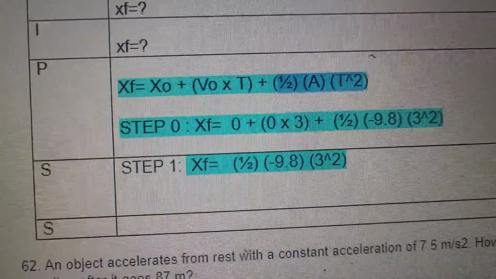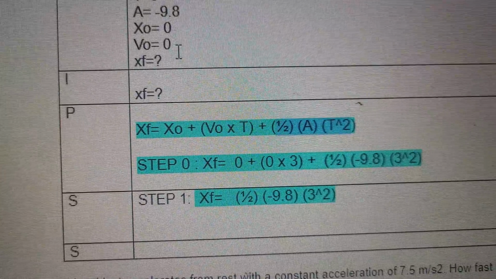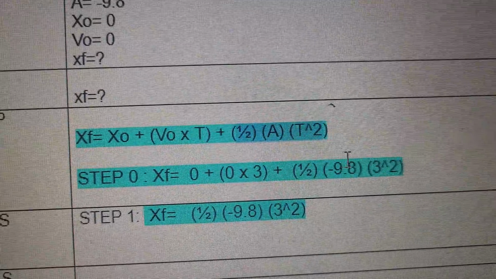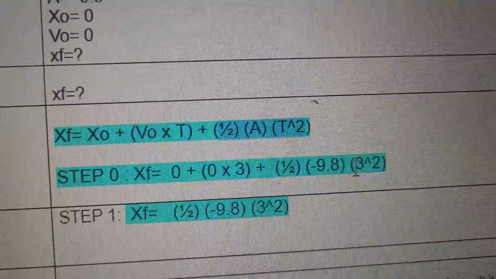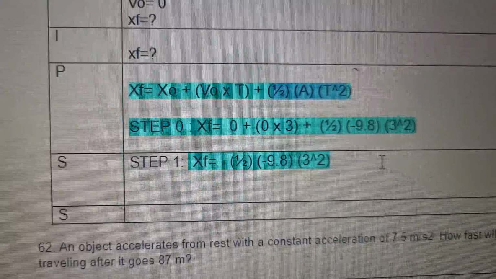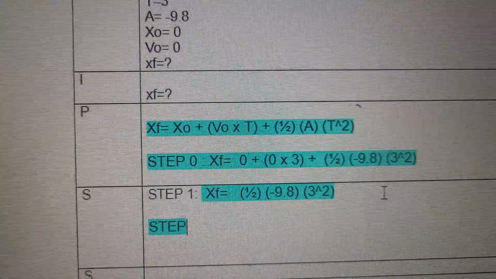This is how you work faster and smarter. If you already know 0 and 0 here and you know the equation, all you have to do is just realistically start with half of negative 9.8 times 3 squared. Make your life easier. That's if you feel like you're capable of going to that point. Some people are not there yet. Take your time with it.